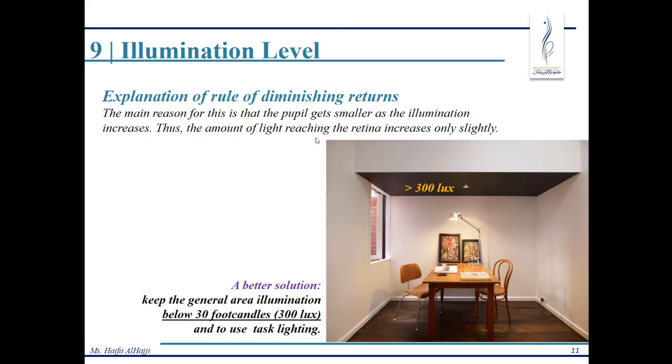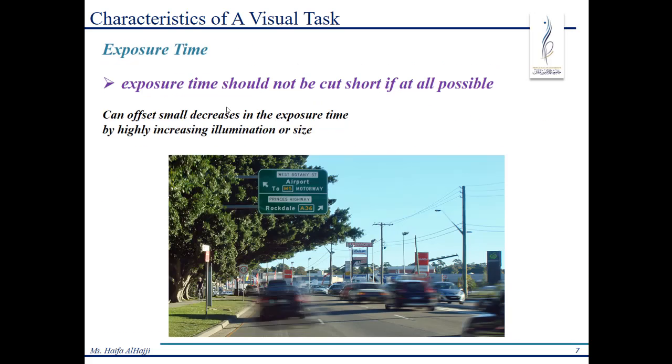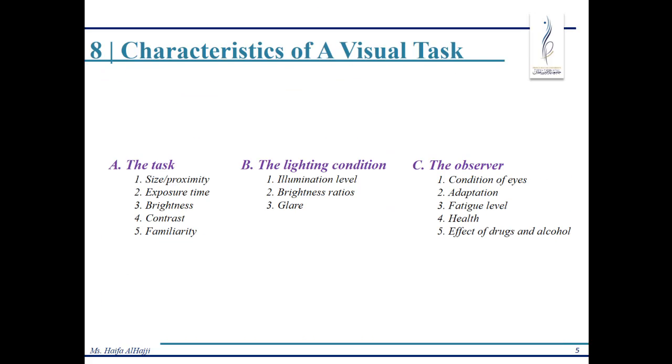Now let's talk about the second characteristic, which is the illumination level. First we talked about the task. So now we're going to start talking about the lighting conditions. We're going to talk about illumination level, then we're going to talk about brightness ratios and glare. These are related to the lighting conditions, the light I'm putting on the visual task, whereas before we were talking about the task itself.